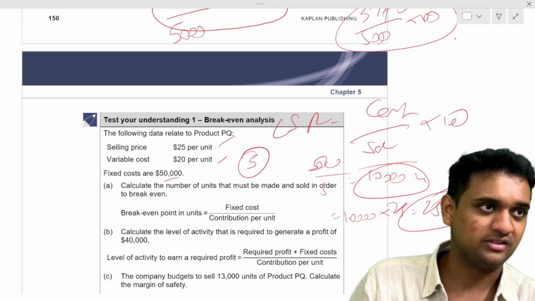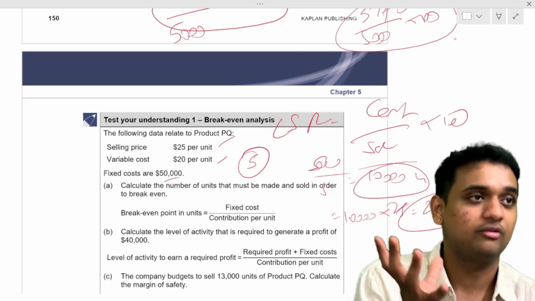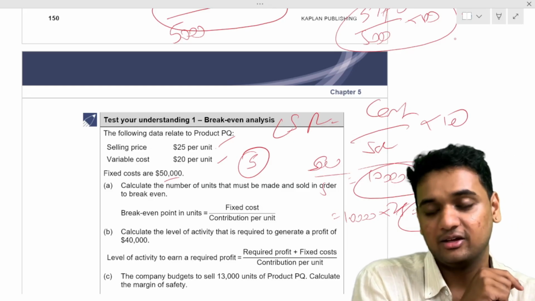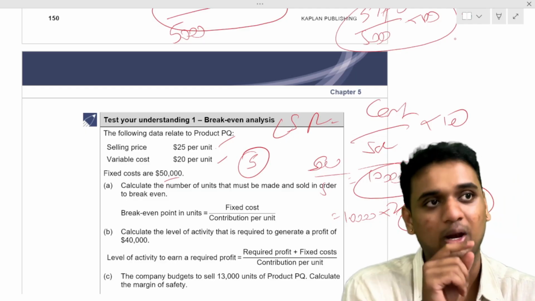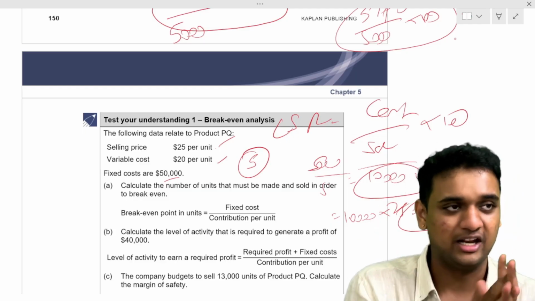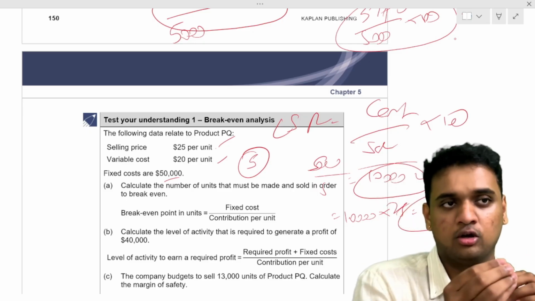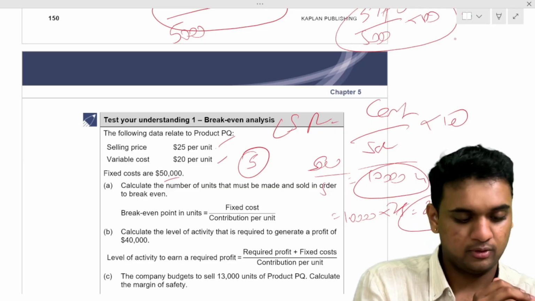10,000 units you have to sell. I'm asking how much amount we have to sell. 10,000 units into selling price per unit is 25. 10,000 into 25, you get 2,50,000 rupees as the amount you have to sell in order to break even. Now, before proceeding to the next question, I forgot to tell you a small concept. We'll learn that and go.